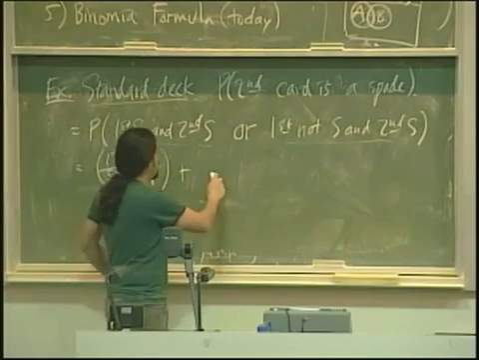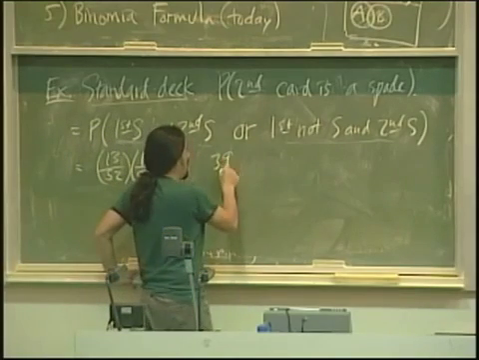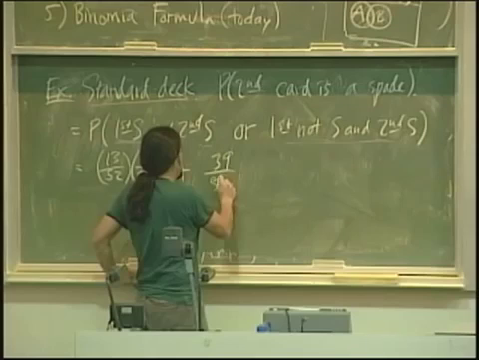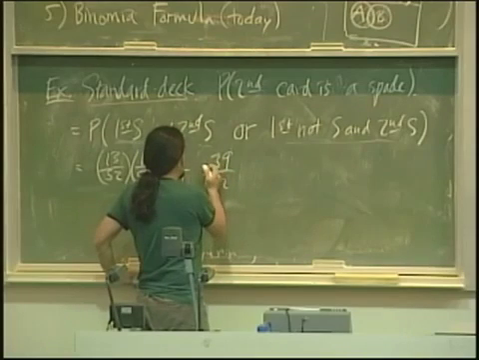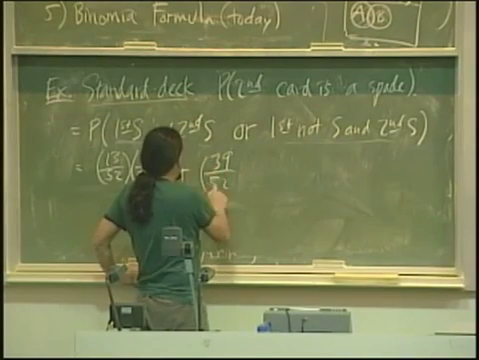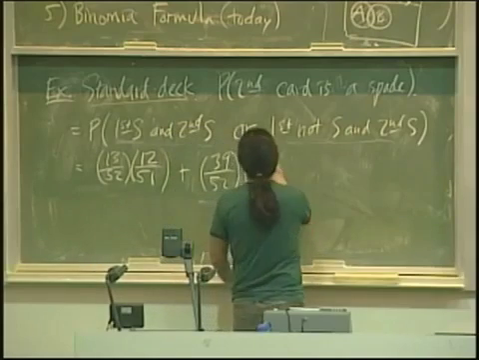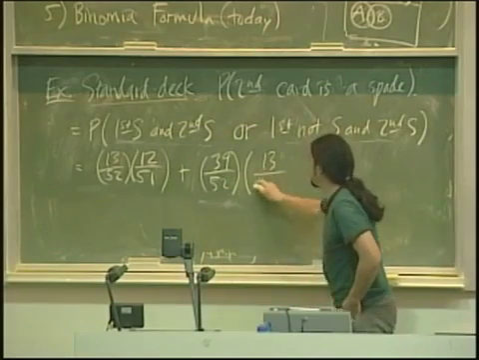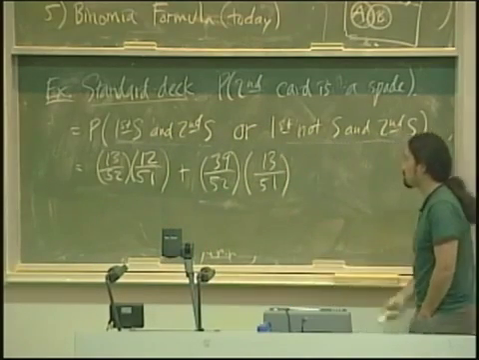And then we're adding on first one not a spade. There are 39 non-spades in the deck. So we got one of those 39 non-spades. And once you take out one of those, there's still 13 spades left, but there are only 51 cards left.